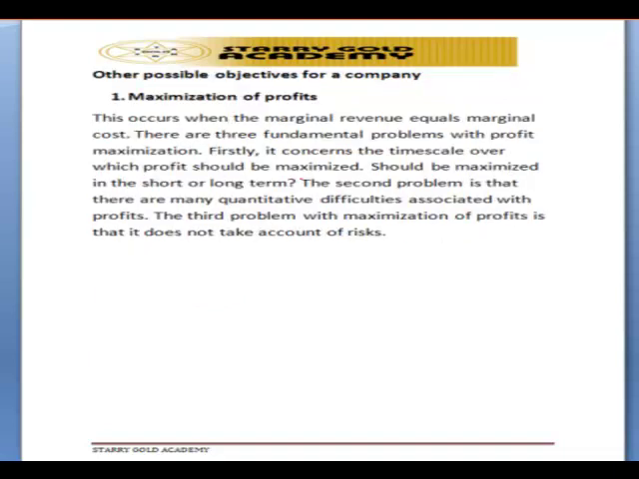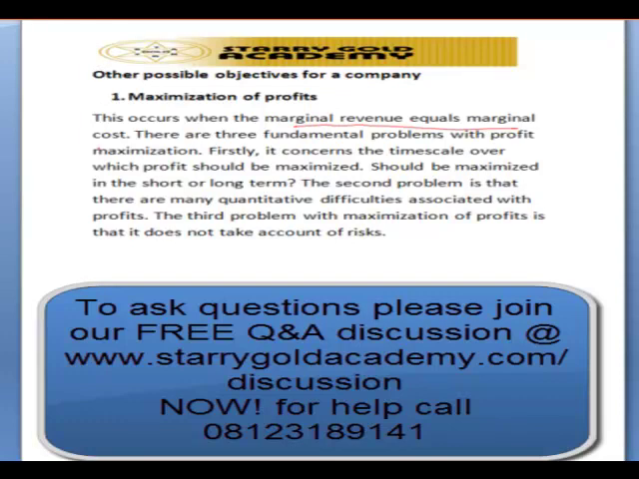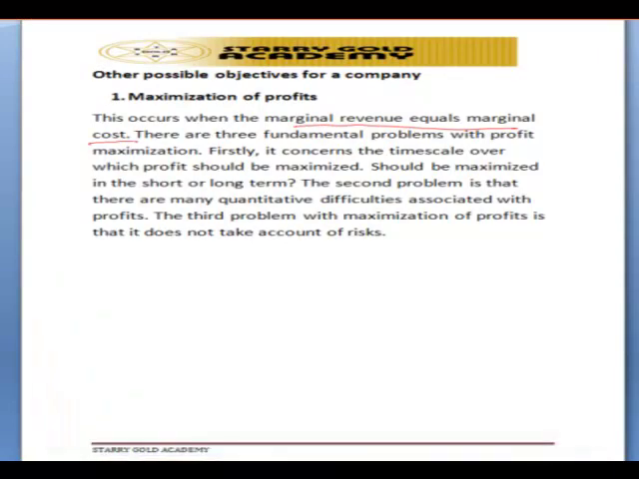All right, so other objectives of the company, I'm not going to spend time here. Maximization of profits. They want to maximize profits, and please take note that profit maximization occurs when marginal revenue equals marginal cost. But there are three fundamental problems with profit maximization. Number one, it concerns the time scale over which profit should be maximized. When you're saying that profit ought to be maximized, most often times we don't attach time to that. All right?